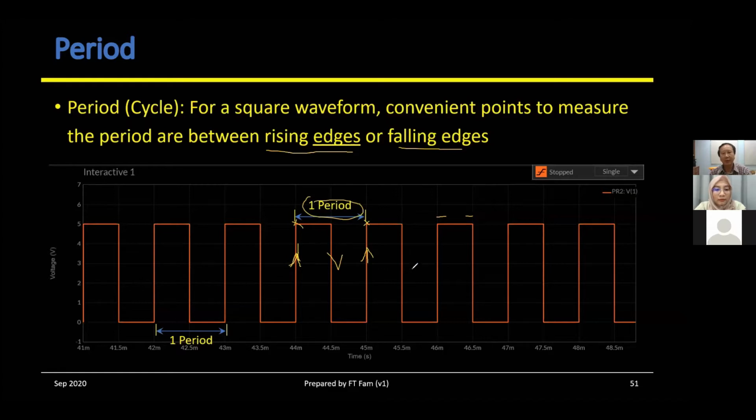Or you can also measure from the falling edge, from the falling edge here to another falling edge here. From here to here, this is also one period. So this is how you measure a period for a sine wave and a square wave.